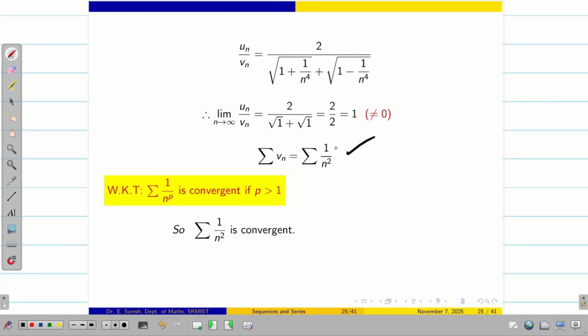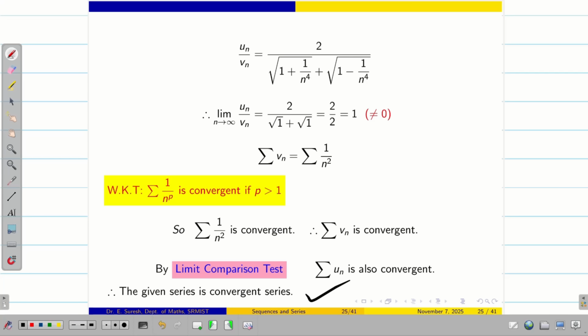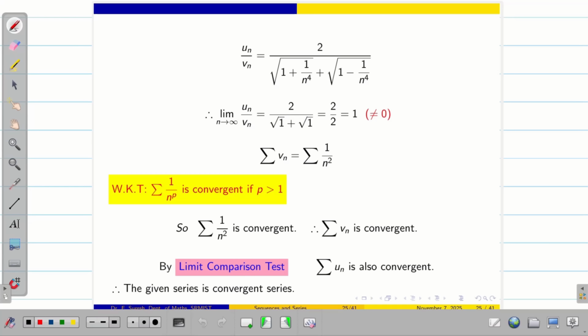If summation 1 by n square is convergent, therefore summation Vn is convergent. And very important, by limit comparison test, if summation Vn converges, I can say summation Un also converges. Therefore, the given series is a convergent series. Hope you understand. For more clarity, let us see one more problem of this kind.